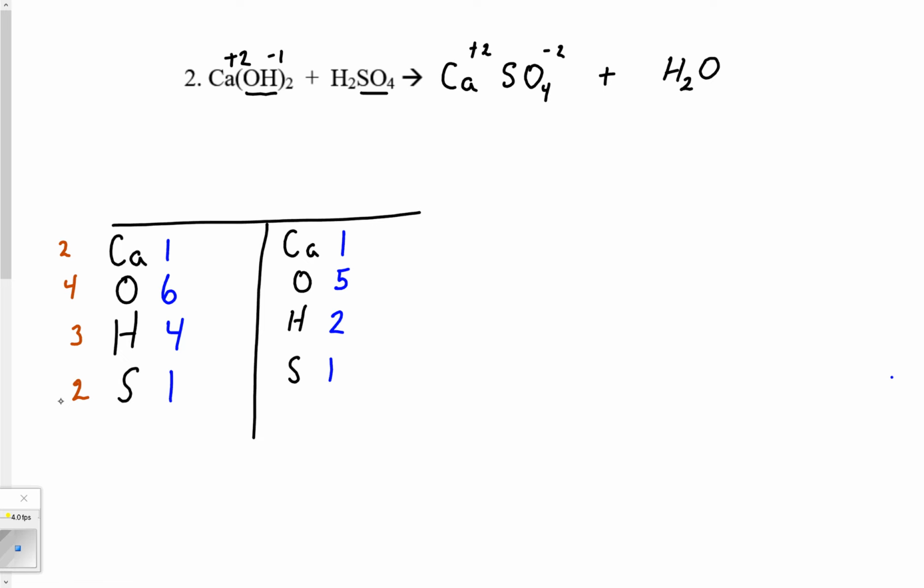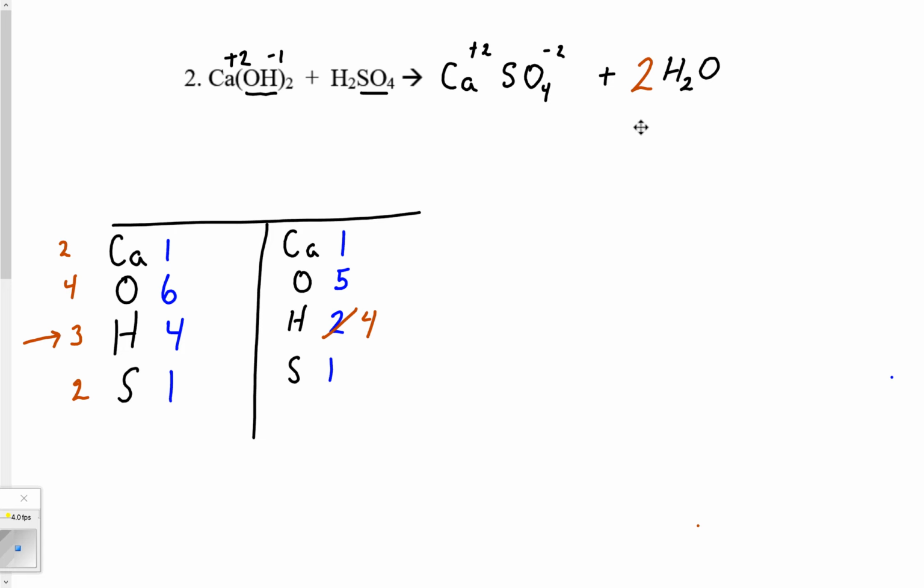Now, calcium and sulfur balance. So that means out of the choice between oxygen and hydrogen, I pick hydrogen. I've got 4 on the left and 2 on the right. So here's my question. What coefficient, what can I multiply by 2 so that I end up with 4? Well, what times 2 is equal to 4? Hey, I love this one. 2. 2 times 2 changes that to a 4.